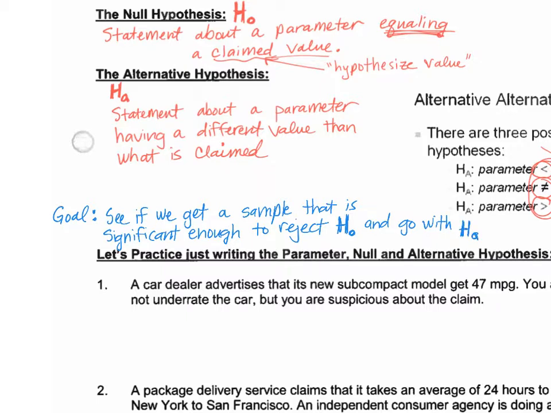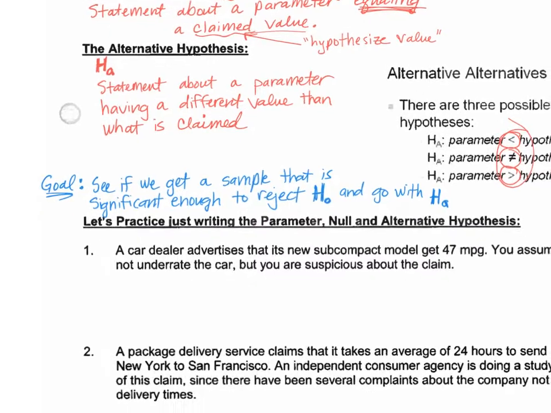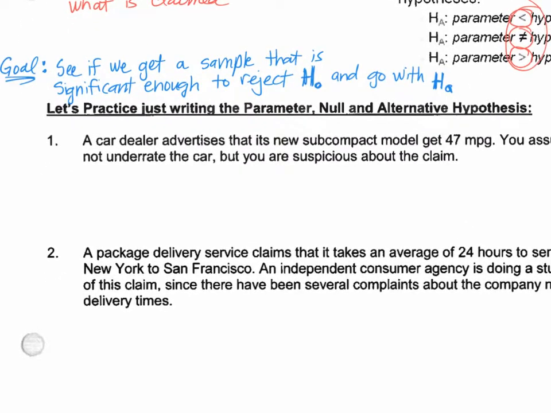So we kind of, H0 stands and H0 holds, but we're going to take one single sample and see if that one sample is significant enough to reject their claim and go with HA, the alternative. All right, so let's practice these parameters, null hypothesis and alternative hypothesis. So here we go. Number 1.